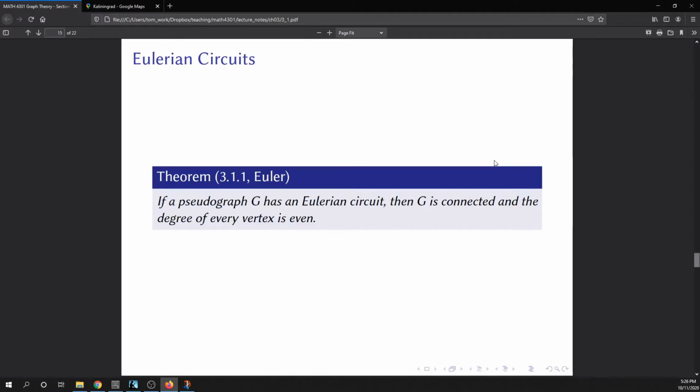Okay, so starting with the theorems that we're going to talk about in this section, in this video I'm just going to give an overview, and then I will go back and post the formal proofs in videos of themselves. I just think that it flows a little bit better like that. Okay, so if a pseudograph G has an Eulerian circuit, then G is connected and the degree of every vertex is even.